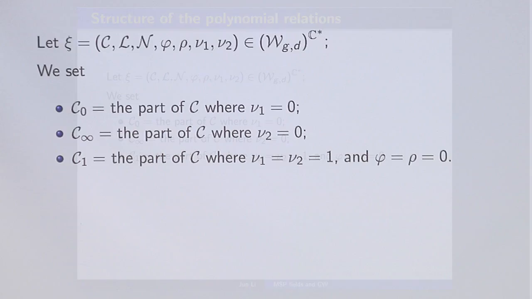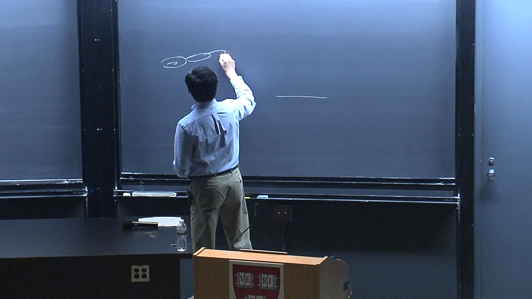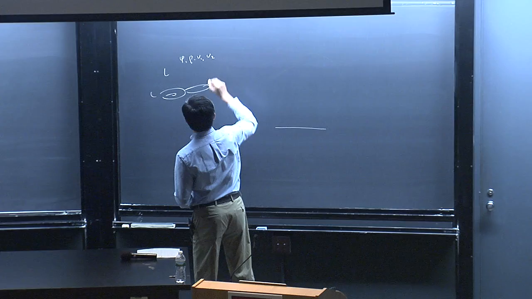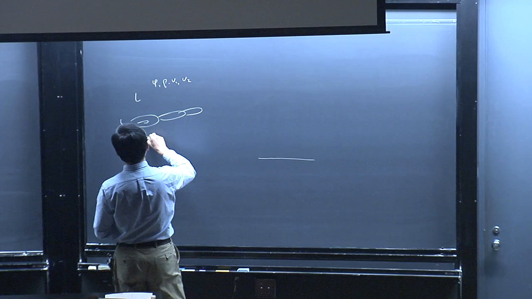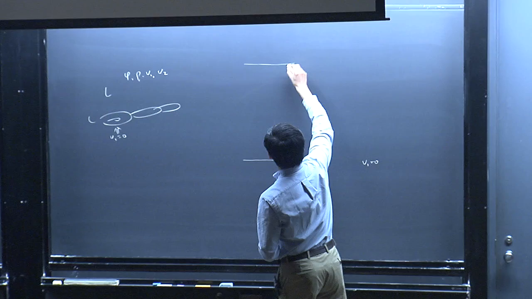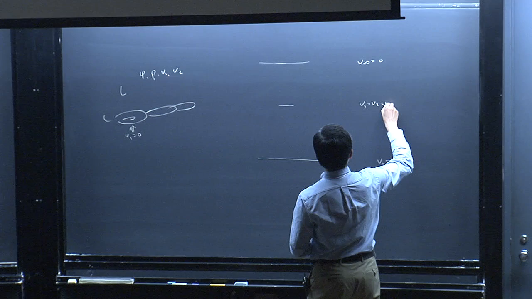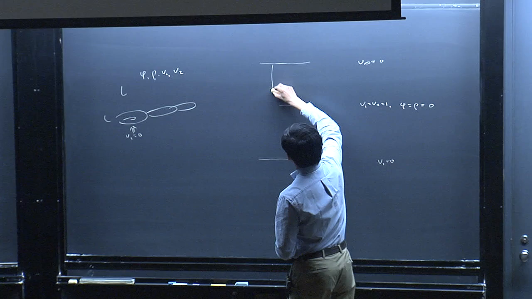The way to line up the fixed loci: I look at this part, I have a curve. Basically you have a curve C, you have a line bundle, you have phi, you have rho, you have nu_1, you have nu_2. I put the part where, for instance, nu_1 is entirely equal to zero over this component. So I put this one inside nu_1 equal to zero. This corresponds to zero in the P1. I can put another curve inside, nu_infinity equal to zero. That's the infinite case. And then there is the middle one, where nu_1 equals nu_2 equals one, but phi equals rho equals zero. And that will be purely P1.